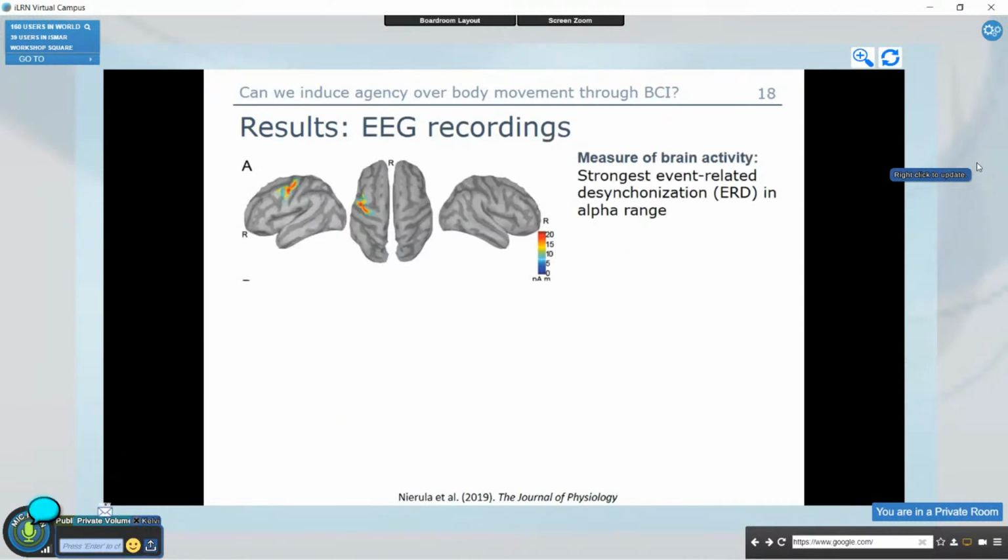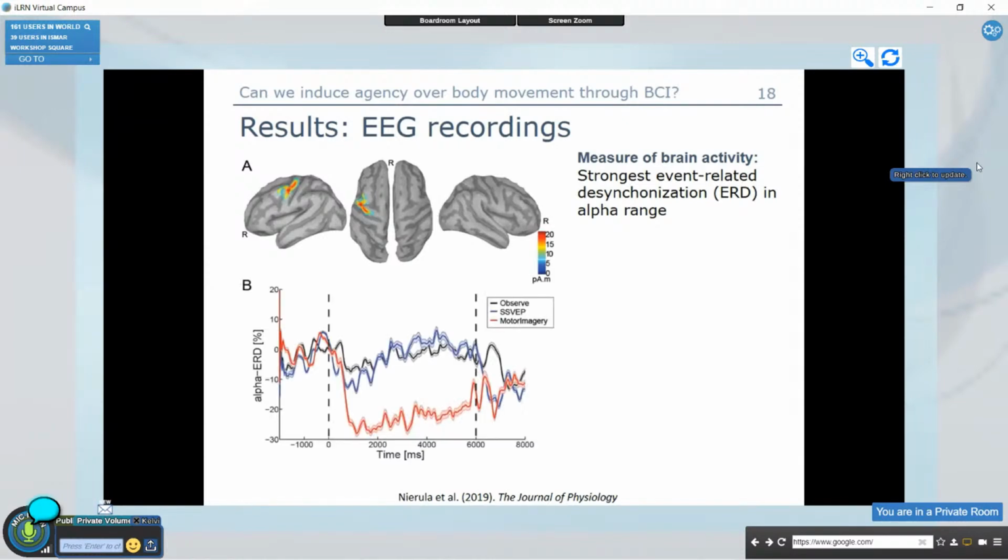Next, we looked at the brain activity in sensory motor areas in the three conditions by extracting the event-related desynchronization of the alpha rhythm. Here you can see the area where this rhythm was mostly present, the somatosensory areas, and here is a graph of the brain activity in these areas. On the y-axis, you can see the event-related desynchronization averaged over all participants. And since this is a desynchronization, lower numbers indicate a higher brain activity.